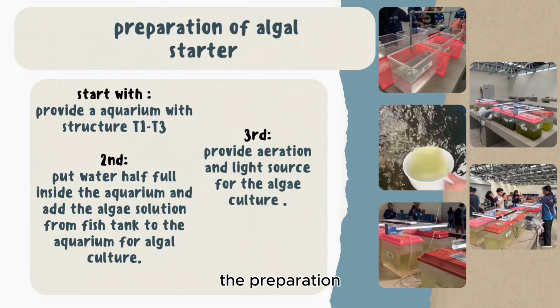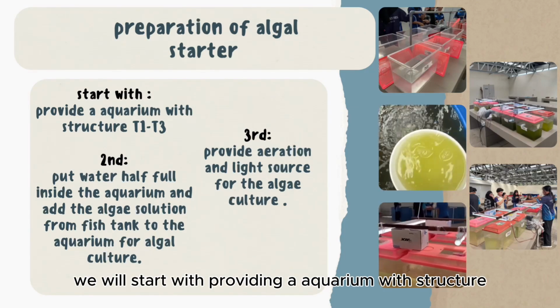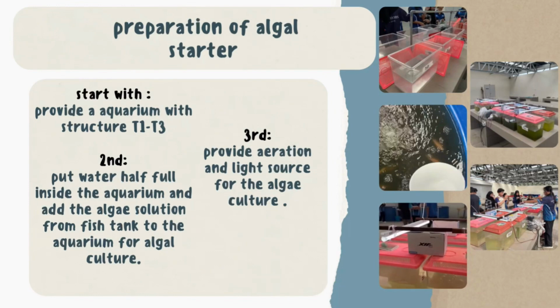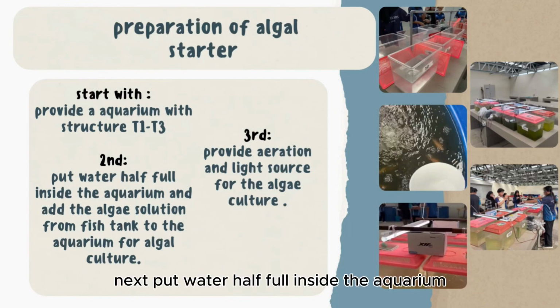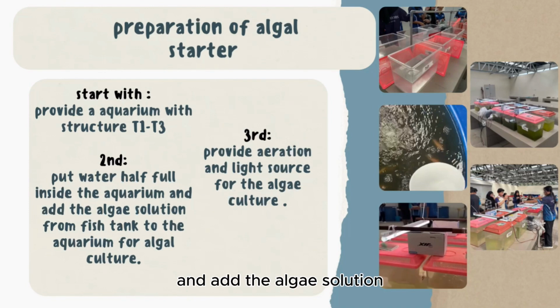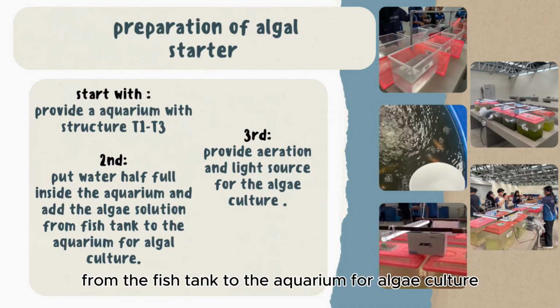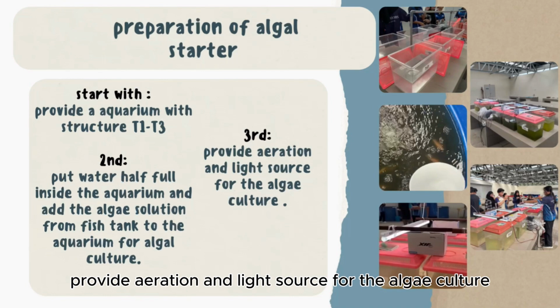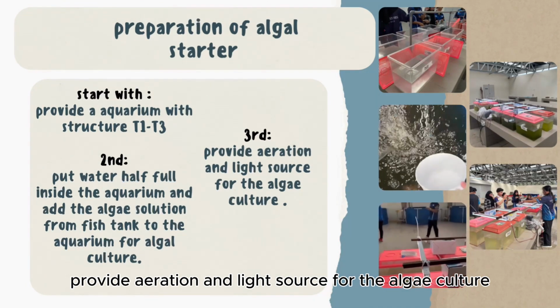For the preparation, we will start with providing an aquarium with structure and labeling T1 till T3. Next, put water half full inside the aquarium and add the algae solution from the fish tank to the aquarium for algae culture. Lastly, provide aeration and a light source for the algae culture.